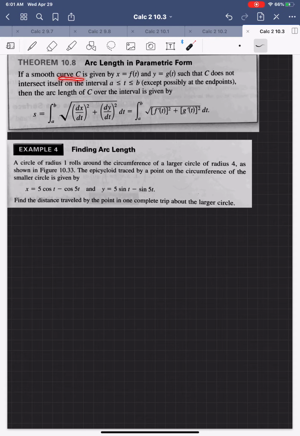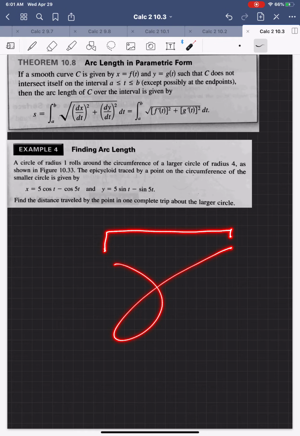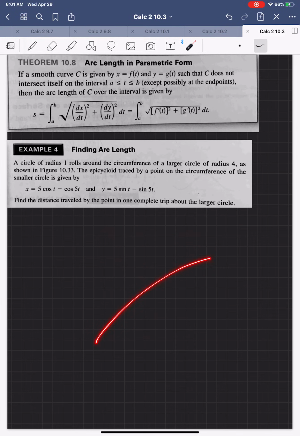So you have some curve that's given by some parametric description. When they say the curve doesn't intersect itself on the interval a to b, it's okay if the curve does something like this, but you don't want it to intersect. You can't use this formula if you want the whole arc length of what I'm drawing right now. You would have to get multiple arc lengths and add them. But as long as your curve doesn't intersect itself over some interval, this is the formula that we're going to use.